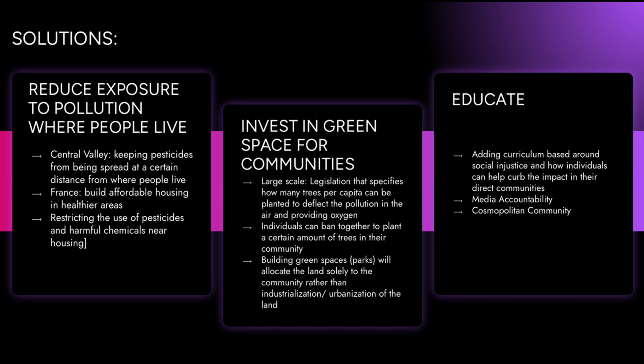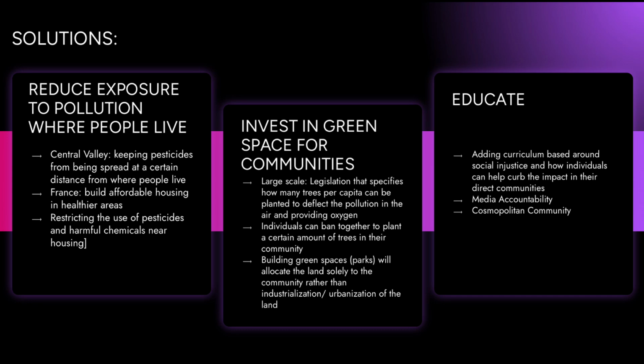where people live, specifically in the Central Valley, keeping pesticides from being spread at a certain distance from where people live, and in France, building affordable housing in healthier areas, restricting the use of pesticides and harmful chemicals near any housing developments. Another way is to invest in green space for communities.